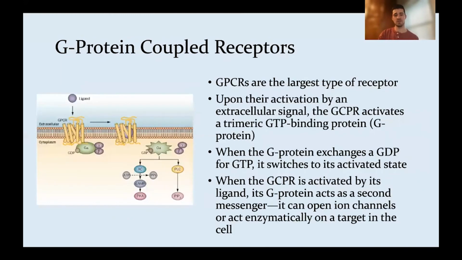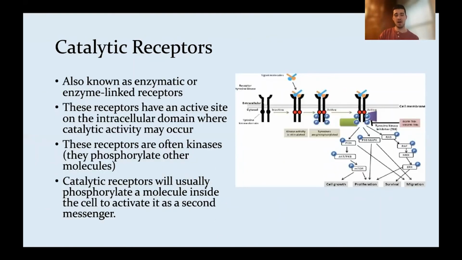So again, when we looked at the GPCR, the second messenger for the GPCR is the actual G protein. But if we have a catalytic receptor, it's going to phosphorylate some other molecule in the cell, and that phosphorylated molecule is what is activated, and that is what's going to act as the second messenger, and it's going to continue the signal cascade.